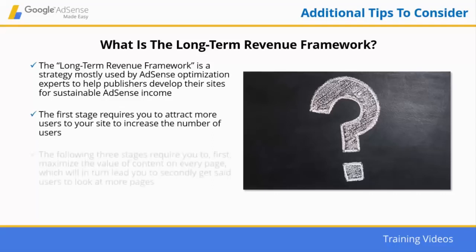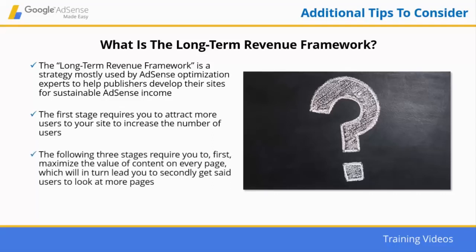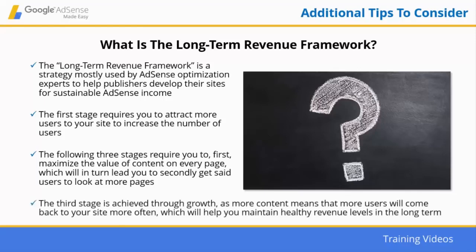The first stage requires you to attract more users to your site to increase the number of users. The following 3 stages require you to first maximize the value of content on every page, which will in turn lead you to secondly get said users to look at more pages. The third stage is achieved through growth, as more content means that more users will come back to your site more often, which will help you maintain healthy revenue levels in the long term.